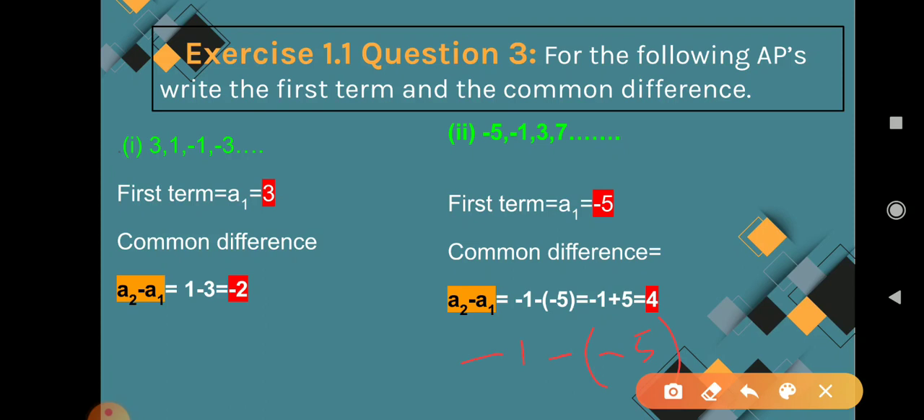Or you can go for this also, A3 minus A2, that is 3 minus of minus 1. So 3 minus of minus 1 is plus 1. 3 plus 1, again 4. Or A4 minus A3, 7 minus 3, again 4. So in each case we are getting 4, and that 4 is the common difference of this AP.